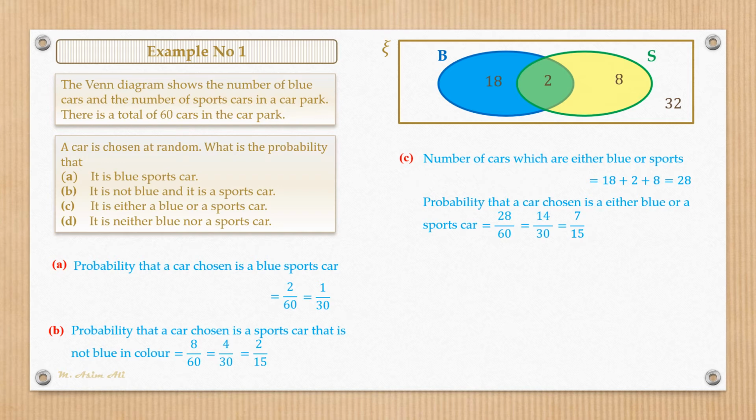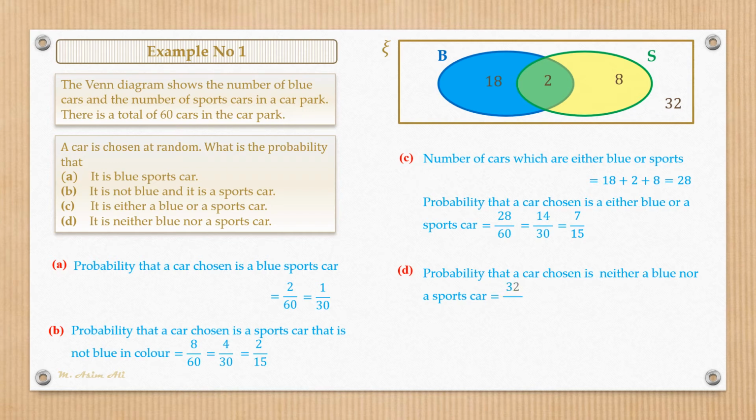So we now come to the fourth part of the question. We have to find the probability that the car is neither blue nor a sports car. So we have to count how many cars are there which are neither blue nor sports cars. Neither their color should be blue nor should the car be a sports car. So we can see such cars should be outside the two sets, which are how many in number? They are 32 in number. 32 cars are neither blue nor sports cars.